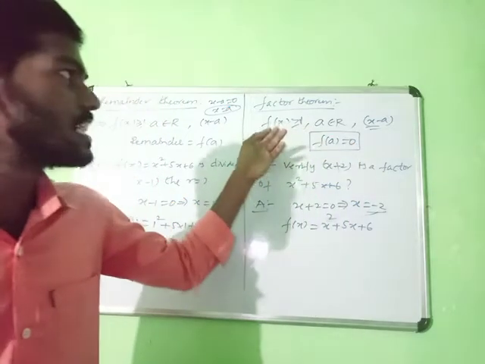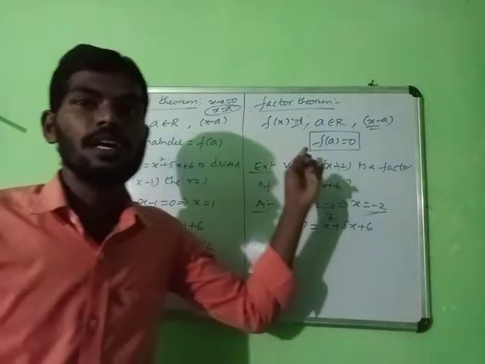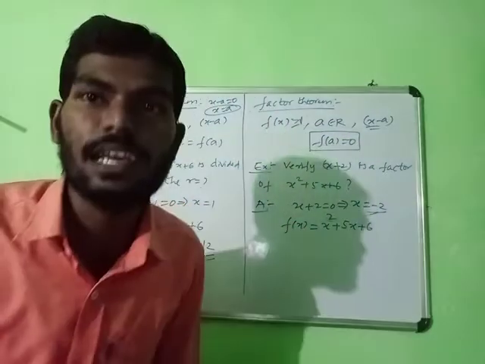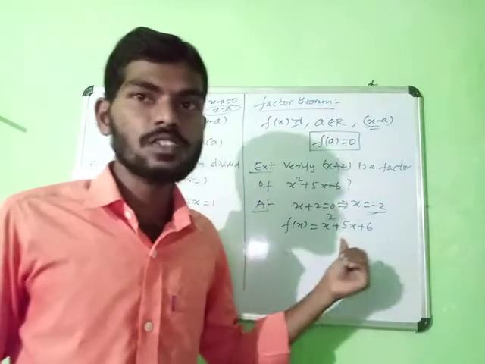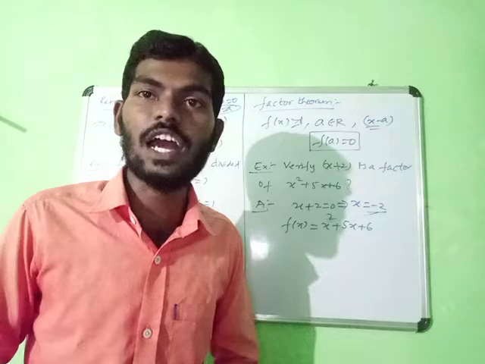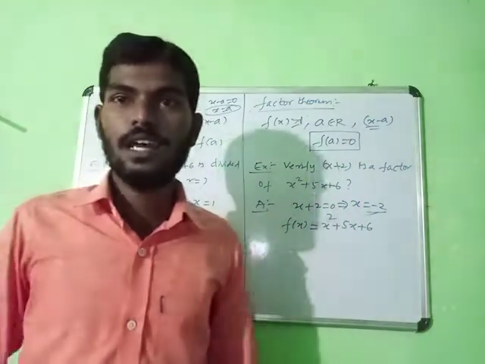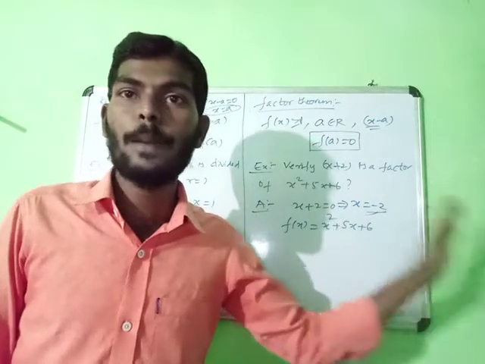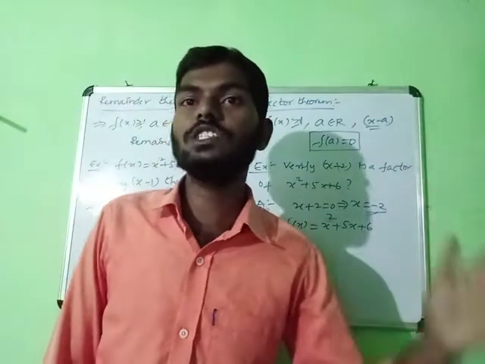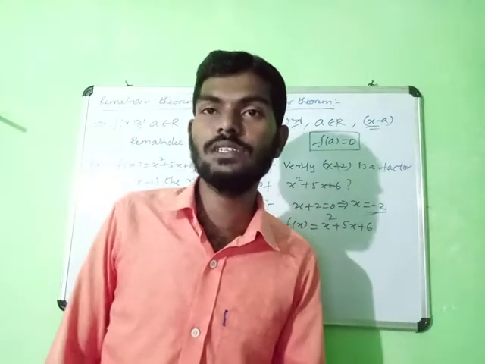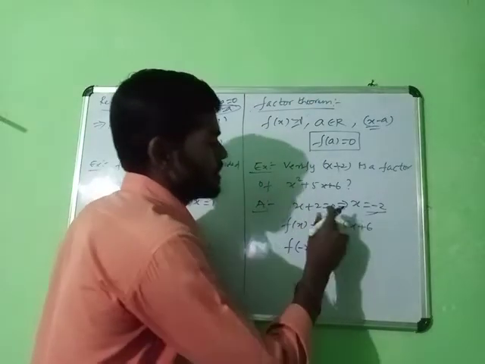Okay, if f of x is a polynomial with degree greater than or equal to 1, and a is any real number, then if x minus a is a factor of the polynomial, then f of a equal to 0. Now same here: we have to verify whether x plus 2 is a factor or not. Take the zero of the linear polynomial, which is minus 2. Substitute the value minus 2 in the given polynomial. If the answer becomes 0, that is a zero of the polynomial. If not 0, it is not a zero of the polynomial.